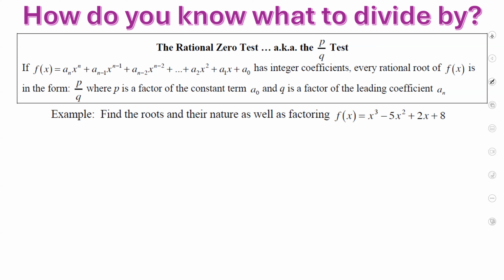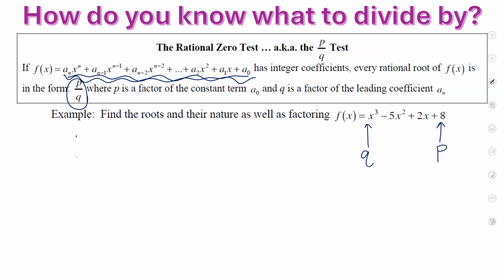So the rational zero test says that we're going to be given this polynomial. The coefficients are all integers. Every rational root of this polynomial can be written in this format, p divided by q, where p is a factor of the constant term a0, and q is a factor of the leading coefficient. So let me just break down what this means. We're going to get our p factors from here and our q factors from here, and we want to list all of the possibilities.